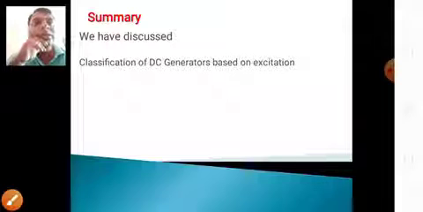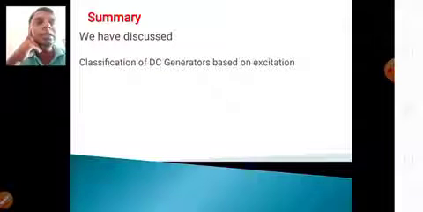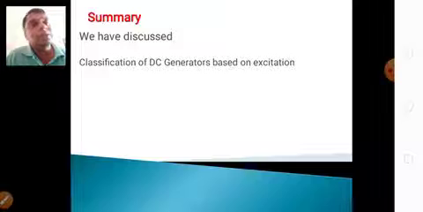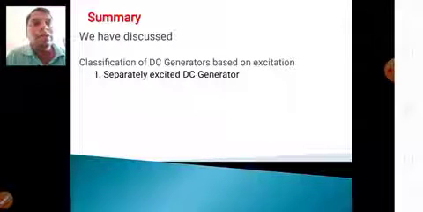In this class, we discussed the classification of generators based on their excitation. There are two types: self-excited and separately excited. The self-excited is again classified into three types: series, shunt, and compound. Compound is again divided into two types: long shunt and short shunt. The voltage and current equations have also been discussed in this class.